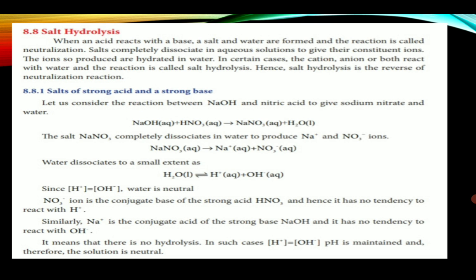This NO3- ion is the conjugate base of the strong acid HNO3. HNO3 can be split into H+ and NO3-. So H+ is the acidic form and NO3- is the basic form. This is why we call them conjugate acid and conjugate base. NO3- acts as a conjugate base of a strong acid, and hence it has no tendency to react with H+.